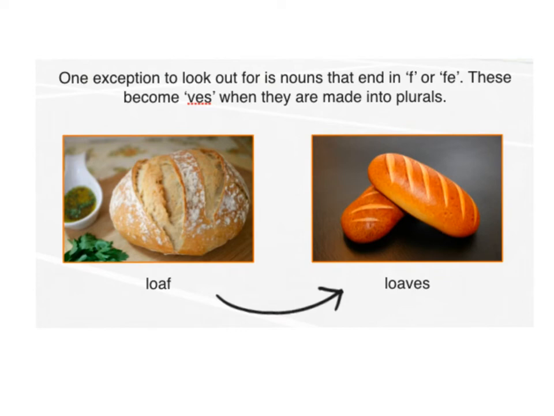But the English language is very complicated. There's also another rule that we need to know. If the word ends in an f or an fe, then we have to drop that last f and add ves. So loaf becomes loaves.